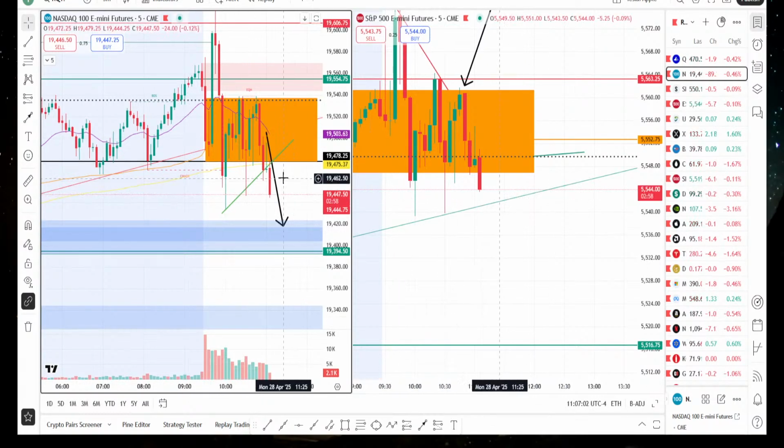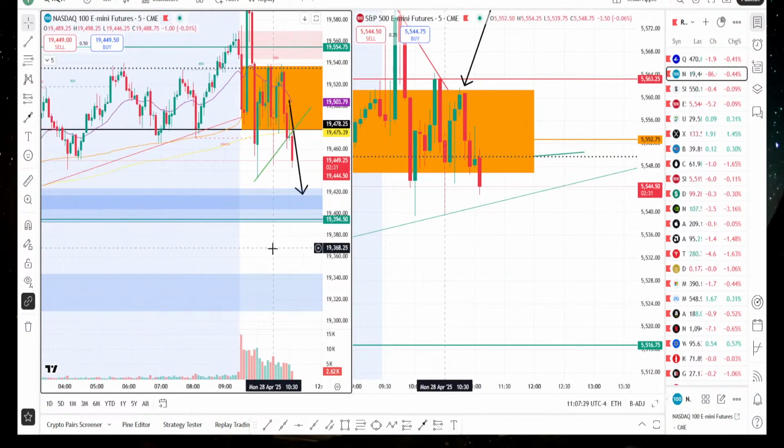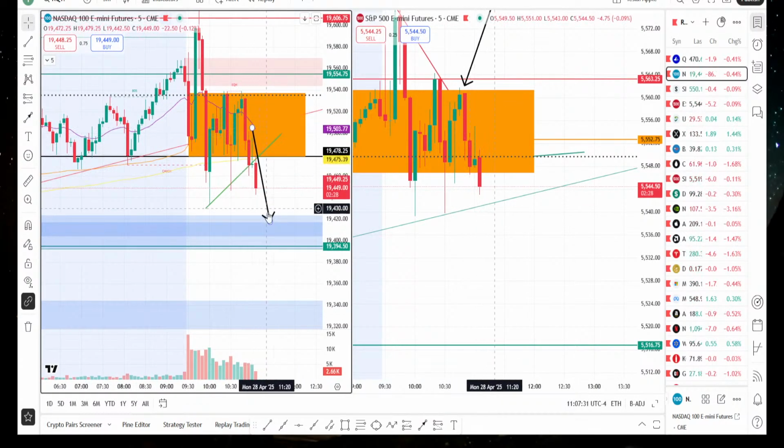There we go. It's going, guys. There it is. Smooth down. Yes, sir. This is probably going to be my only trade today. I just got this nice move right here, man. Oh, dang.